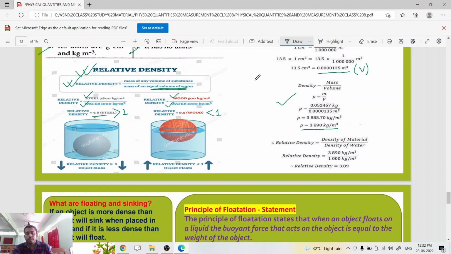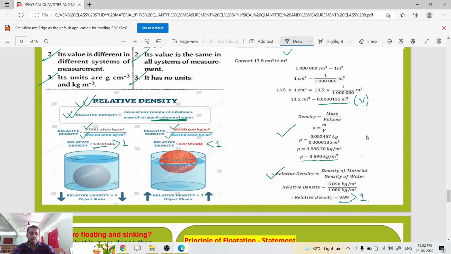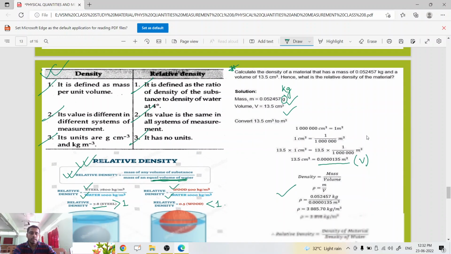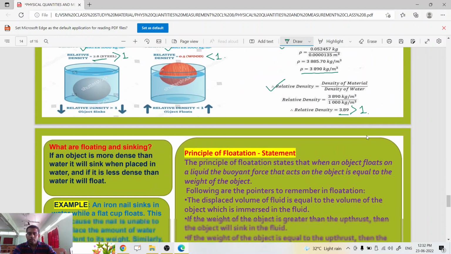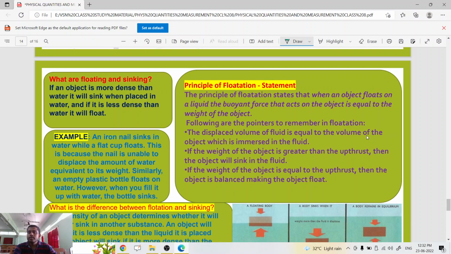Again we use relative density is equal to density of material divided by density of water, and we get relative density approximately 3.89. It is also greater than 1. Again you can see the material will sink in water. So from these problems you can understand floating and sinking.